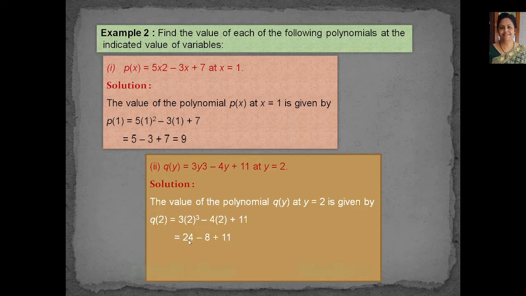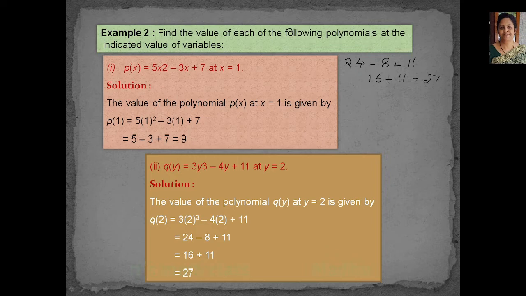Here 24 and 11 are positive integers. So the sum of all positive integers is 24 plus 11, 35. 35 minus 8 is 27. Otherwise, 24 minus 8 is 16, and 16 plus 11 is 27. Both are the same. Here 24 minus 8 plus 11, so 24 minus 8 is 16, 16 plus 11 is equal to 27.